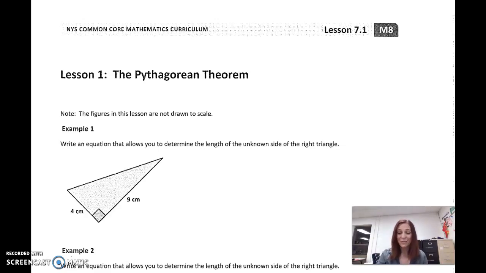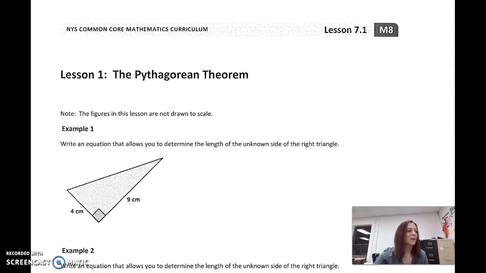Lesson 1 in Module 7 is on the Pythagorean Theorem. Now, we've talked about the Pythagorean Theorem in our warm-ups. You've kind of seen it before, and now we're really going to dive into what it means. And then we're going to use our answers to really get into square roots and simplifying radicals and all that good stuff that's coming this module.